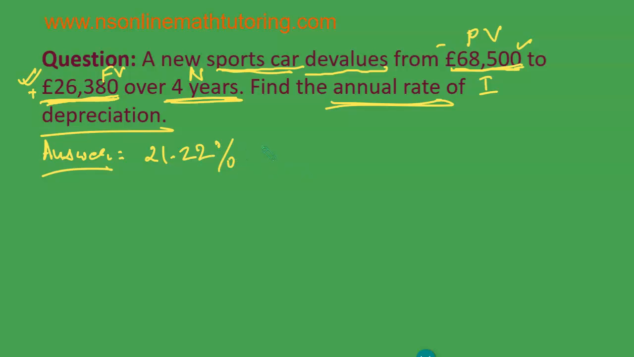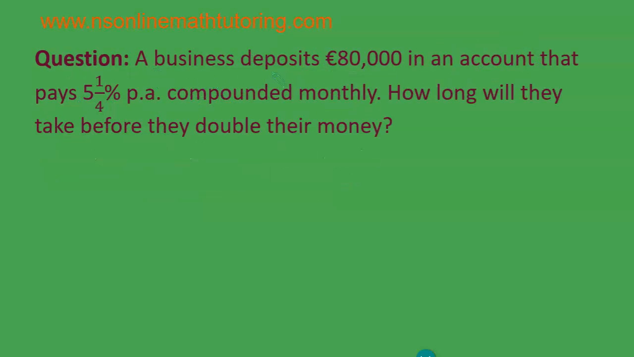21.22% per year, or the annual rate of depreciation is this. Okay. So the next question. A business deposits 80,000 euros in an account that pays 5 1/4%, that is 5.25% per annum, compounded monthly. How long will they take before they double their money?